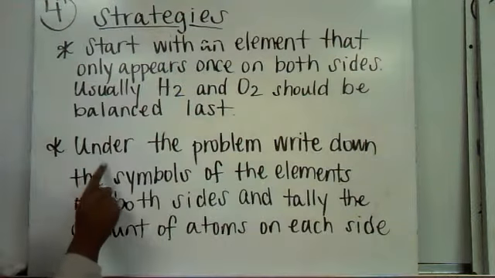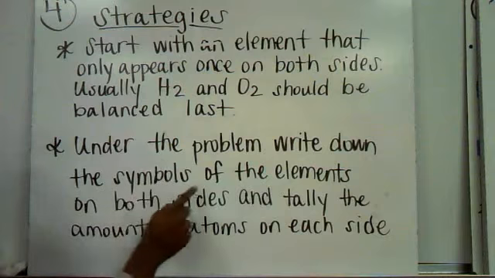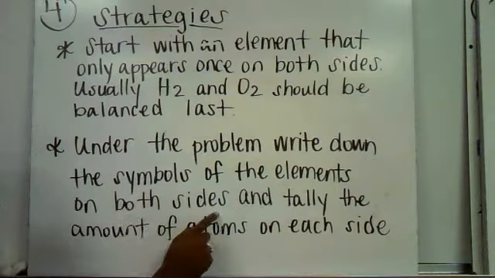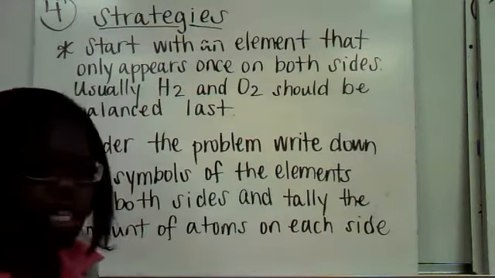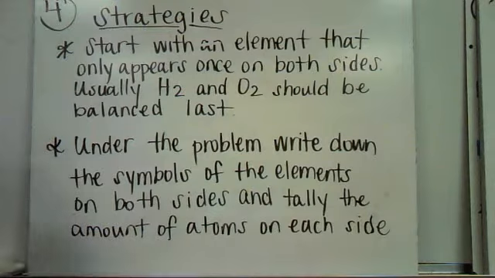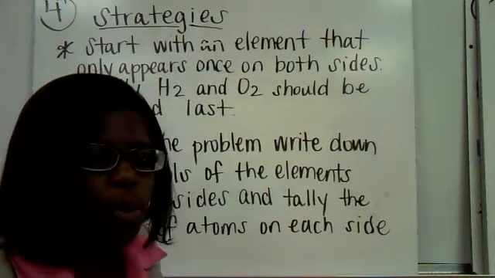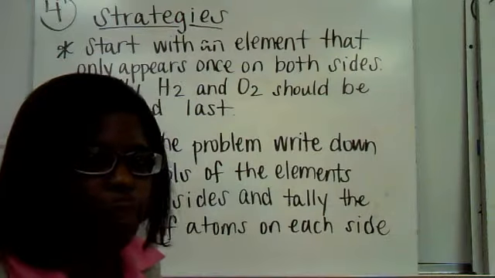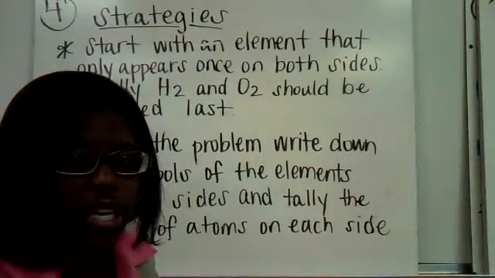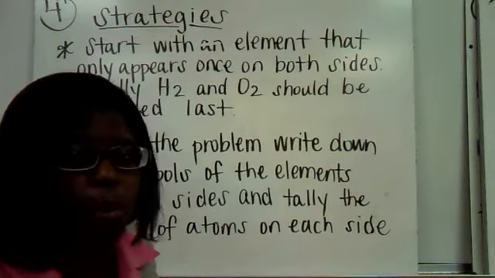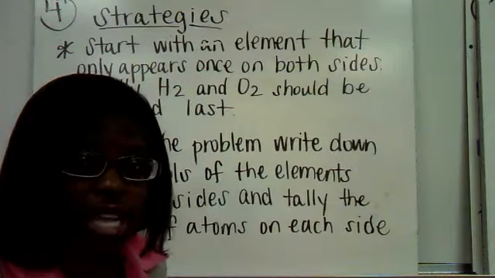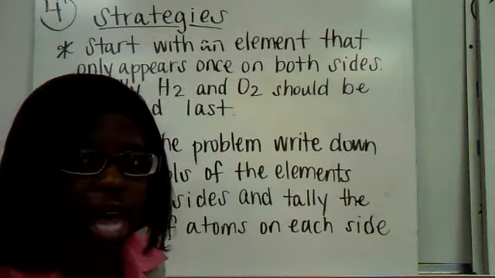The second strategy is, under the problem, write down the symbols of the elements on both sides. You should have the symbols of the reactants, you should have the symbols of the products, and then you're going to tally the amount of atoms on each side. As you continue to balance the chemical equation, keep account of how many atoms of each element you have on both sides of the chemical equation. So in the next video, you're going to get an opportunity to actually apply this information.